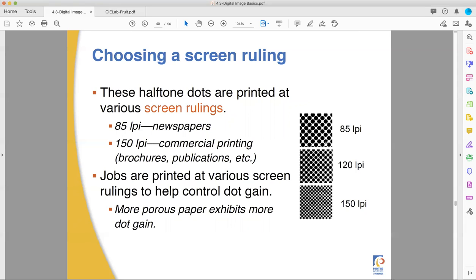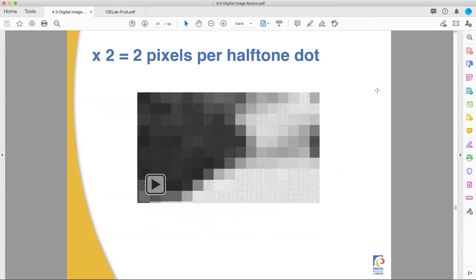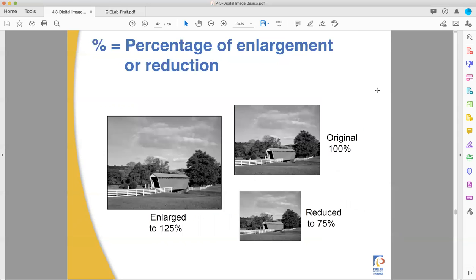150 is normal for brochures and books and publications, and higher dots per inch for even better things. Think like your traditional National Geographic magazine has a much higher screen ruling than a newspaper because the images are so much clearer and the paper is so much nicer. The more porous your paper is, the more you need a coarser line screen. And you want 2 pixels per halftone dot. And you multiply that by the percent of the enlargement or reduction. So the larger or smaller than what you're getting to is the number of dots needed.